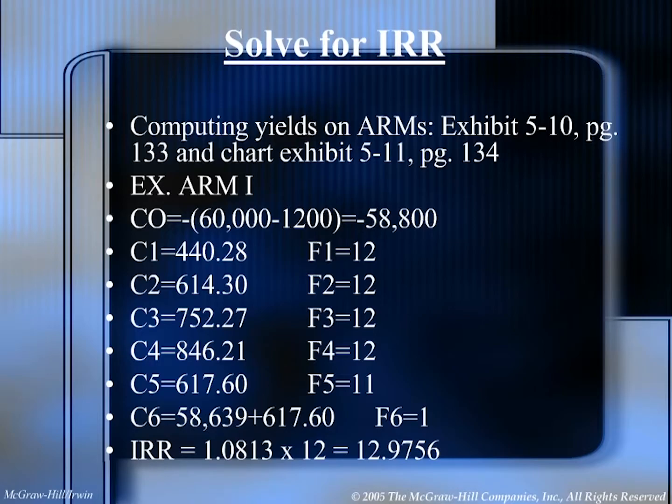Calculate that rate, which gives you the monthly rate, multiply times 12, and you get the IRR of 12.98.